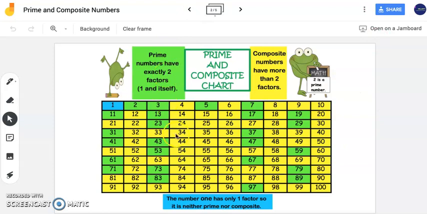Now, this chart here is used to help you classify these numbers as prime or composite. As a reminder, prime numbers have exactly two factors, 1 and itself, while a composite number has more than two factors.